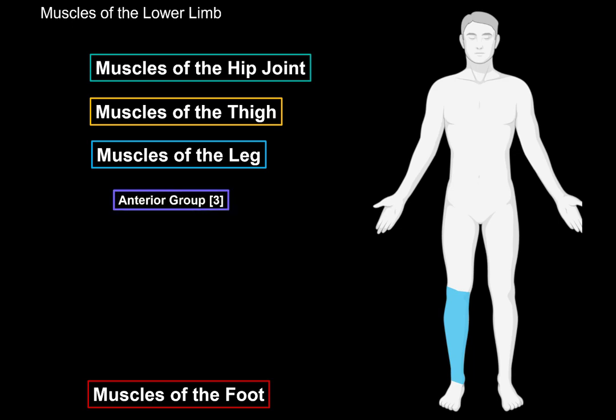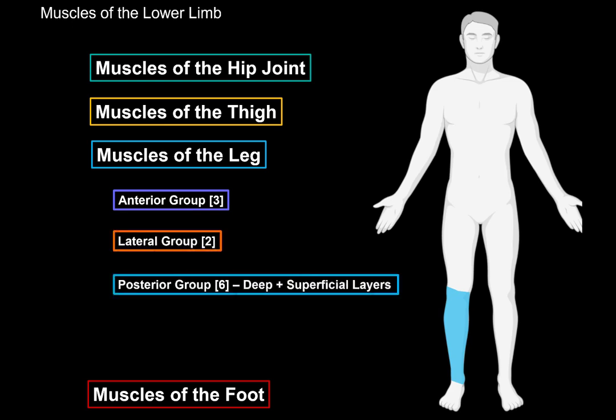They're divided into the anterior group, which consists of 3 muscles. We have the lateral group of 2 muscles, and a posterior group of 6 muscles layered as the deep and superficial. So let's go ahead and work our way through all of these muscles, starting with the anterior group.